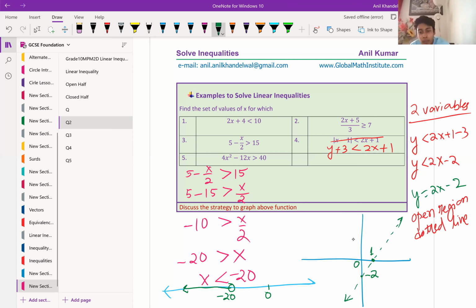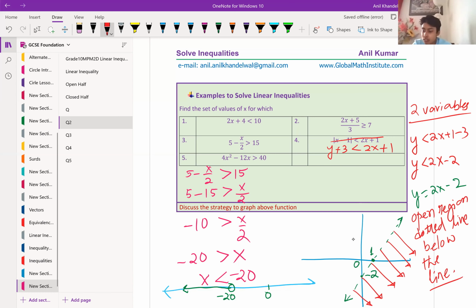Once I've drawn the line, I know the y value is less than the value of the line. So which region should I shade? You should shade the bottom region. Below the dotted line, correct? So that is the region being shaded. So open region, dotted line, below region, right? So below the line, right? Yes, sir. So that becomes the solution for the inequality which involves two variables. Is this concept clear to you?